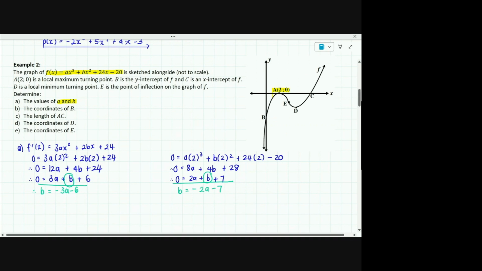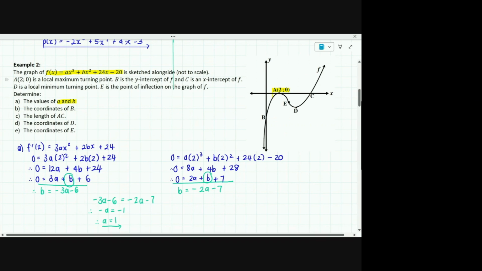Because the b's are the same value, b is equal to b, we can now go and make these two equal. So minus 3a minus 6 is equal to negative 2a minus 7, and we solve for a. So this would be negative a is equal to negative 1, and so a is equal to 1. Now remember we said a should be positive because it's an increasing cubic function. A is now positive, so we've got that perfectly on the head.